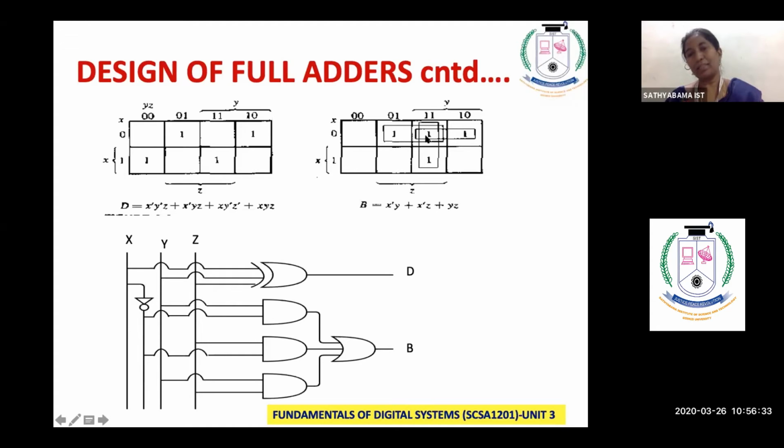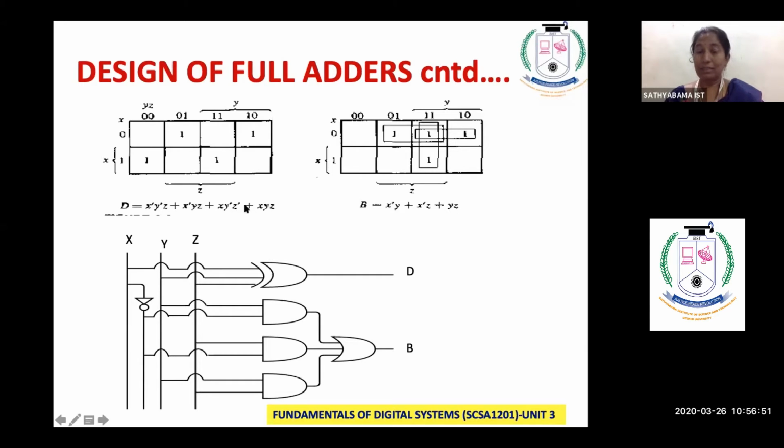On the other hand, come to borrow. So we have put 1, and then we understand we can group them. Fine, group it, minimize it. So if you see, we do not have a minimized expression for difference, but we have a minimized expression for borrow.